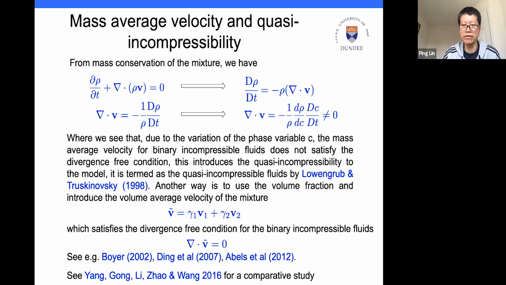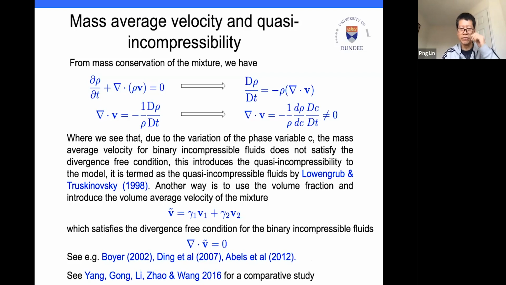But this is not usually used, though people do develop thermodynamically consistent models for this kind of volume average velocity, but it's not popular. Some works by Huang's group showed that volume average performance seems not as good as mass average flow, with some unreasonable performance for the volume average flow. Anyway, it is more difficult to derive a thermodynamically consistent model if we use volume fraction average velocity.